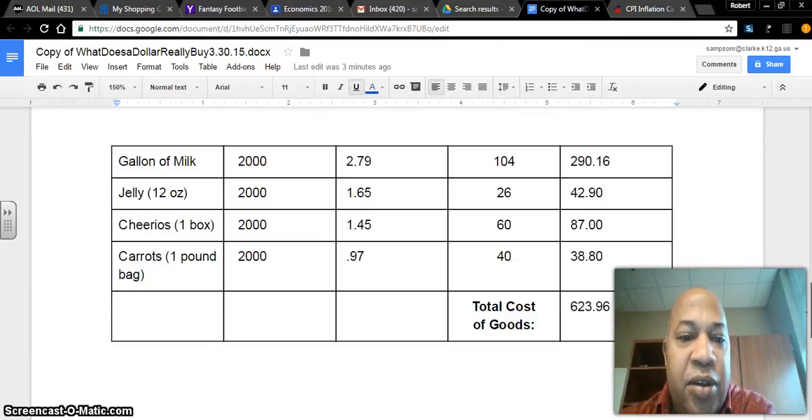Here's your gallon of milk, your jelly. This is the one, I guess whoever found it was in the year 2000 at $2.79, which is funny because I bought a gallon of milk yesterday. It was $1.89, so you can see that prices do fluctuate higher and lower. I guess there's a lot more milk being produced in 2016 in perfect competition as well. So look at 2.79 times 104, 290.16.